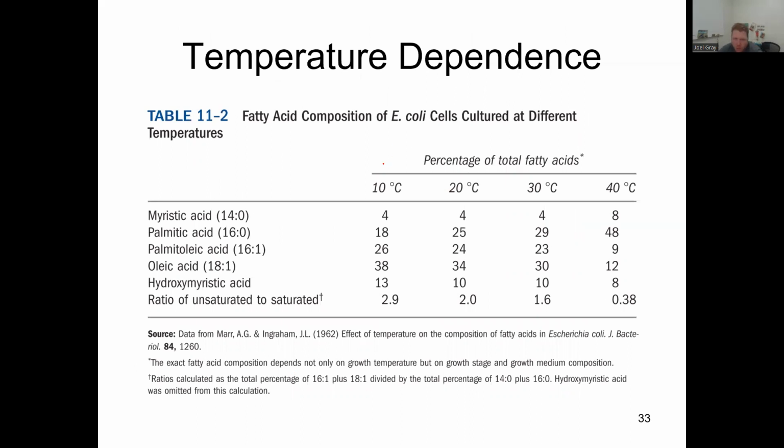This was a table from a study in which E. coli was grown at 10 degrees, 20 degrees, 30 degrees, and 40 degrees. So at a very low temperature all the way up to a particularly high temperature. Now, naturally occurring E. coli is going to really love to be at about 37 degrees Celsius. So that's where it likes to be. But it can grow at 10, 20, 30, and 40 degrees Celsius.